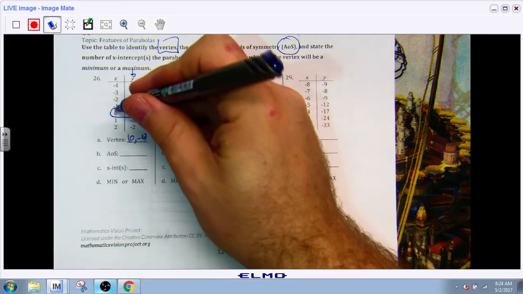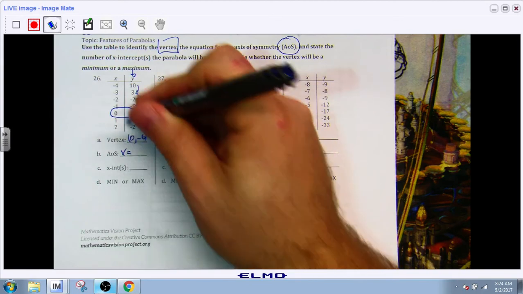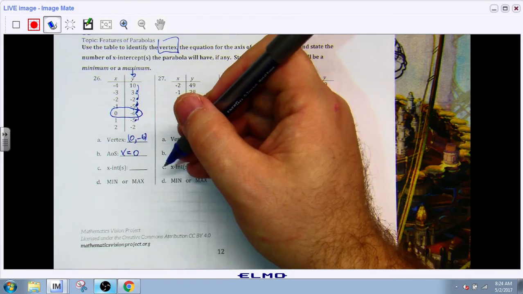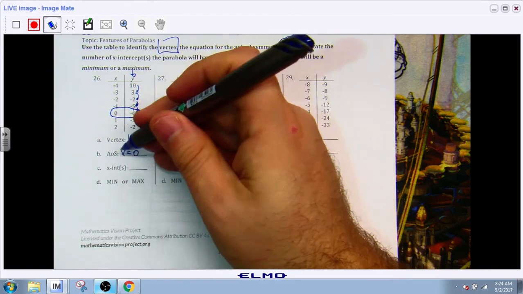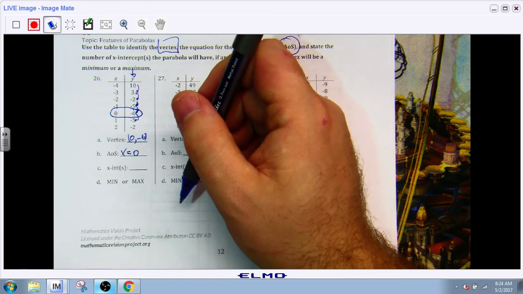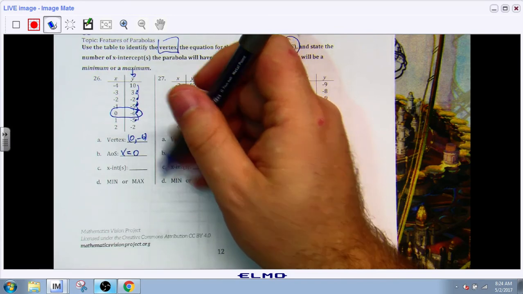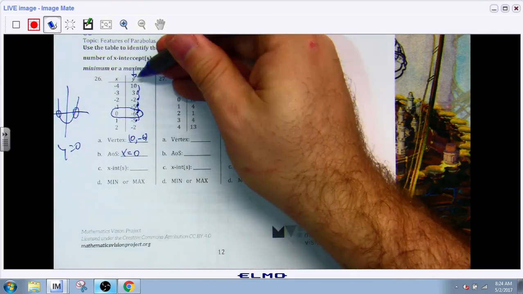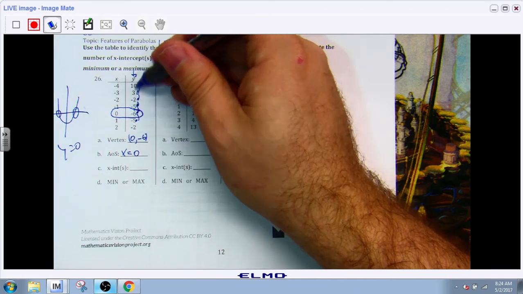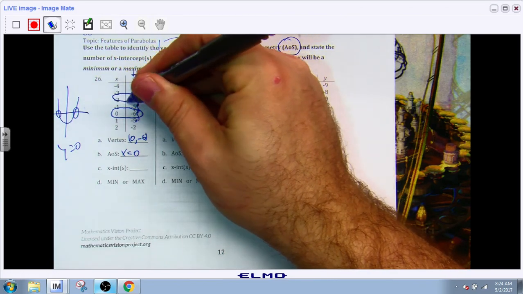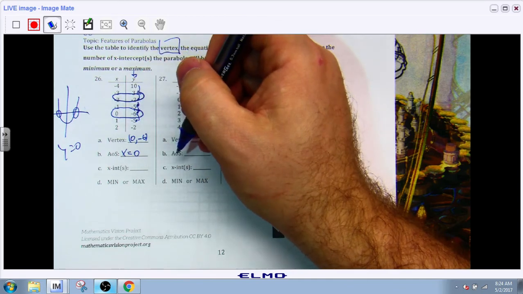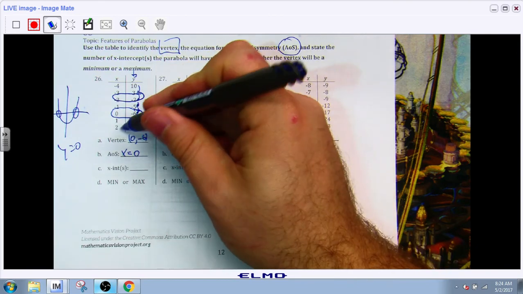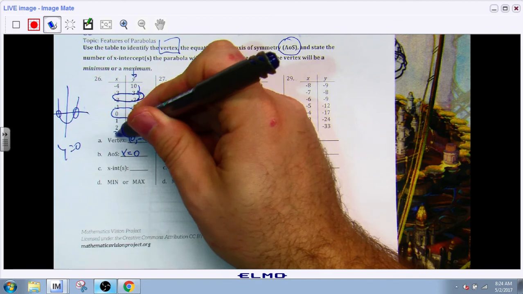The axis of symmetry is just x equals whatever my x value is at my vertex. So x equals 0. X-intercepts: the x-intercepts are where y equals 0, because remember, the x-intercepts would be here and here. It's where y equals 0. So where does y equal 0 here? Well, it equals 0 somewhere between negative 2 and negative 3. And likewise, going the opposite way, between 2 and 3.